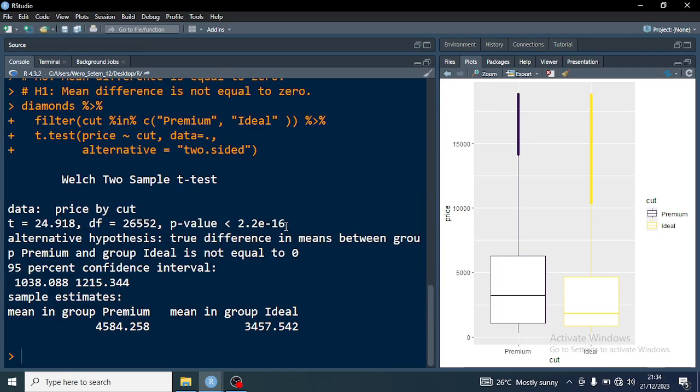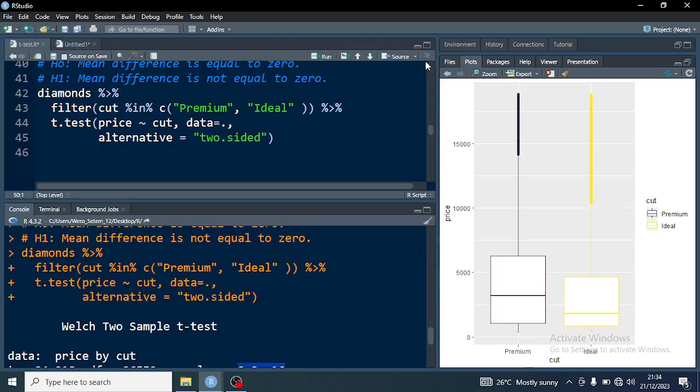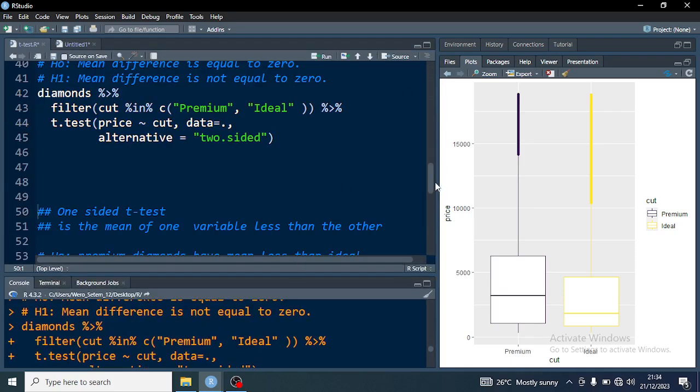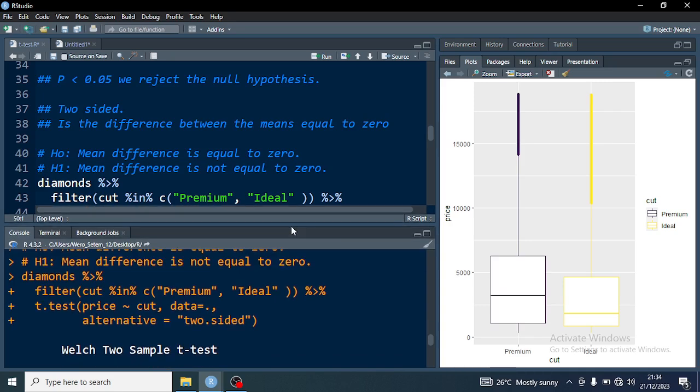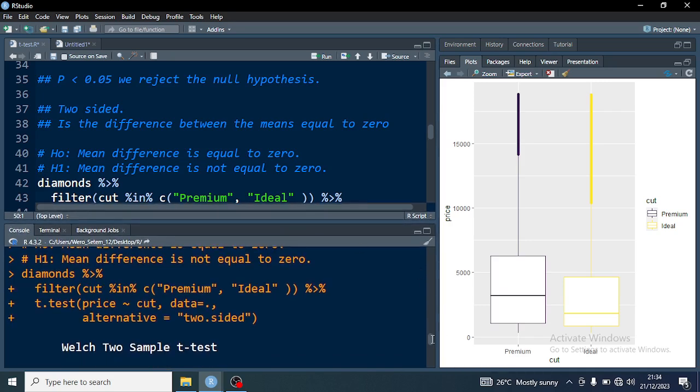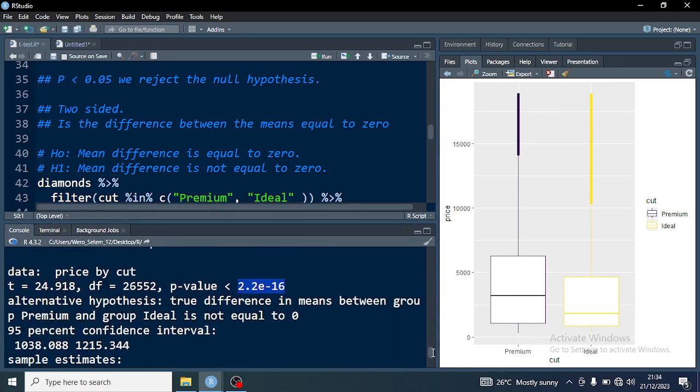Interestingly, the p-value is very small. Our p-value is very small. It's 2.2 times 10 raised to power negative 16. So that means we reject the null hypothesis.